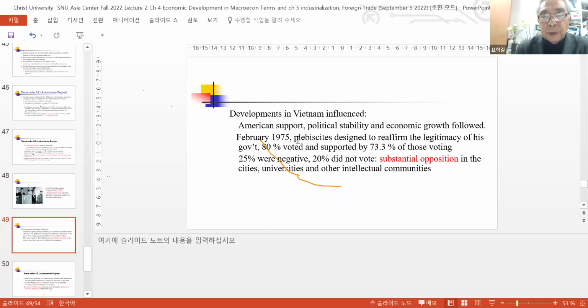But in February 1975, plebiscites designed to reaffirm the legitimacy of his government, 80% voted and it was supported by 73.3% of those voting, 25% negative, 20% did not vote. There was substantial opposition in the cities, universities, and other intellectual communities. And against President Park, the momentum mounted.